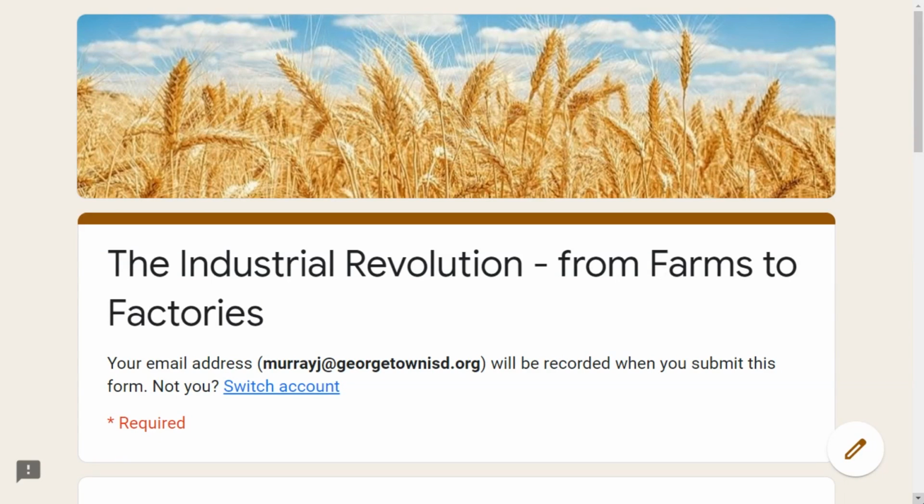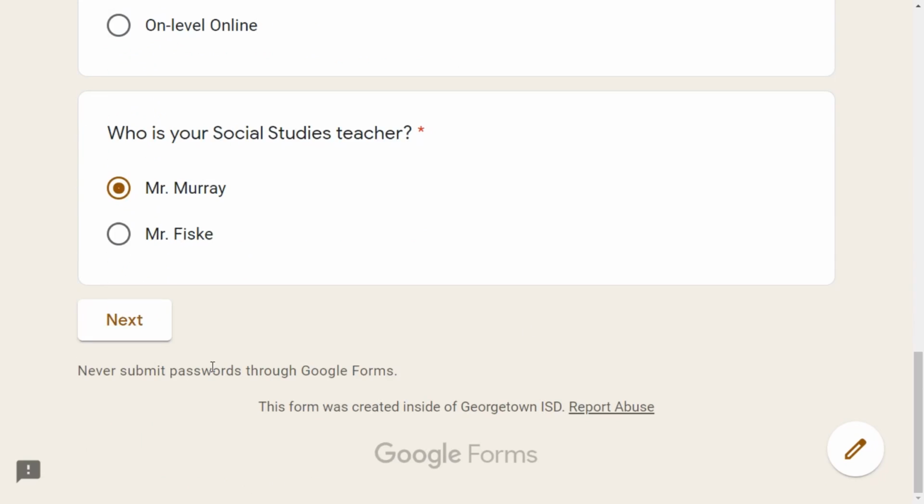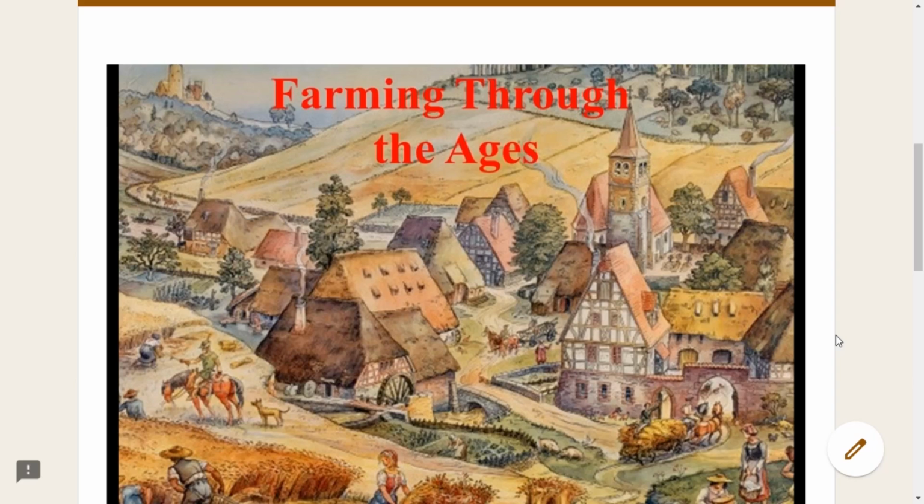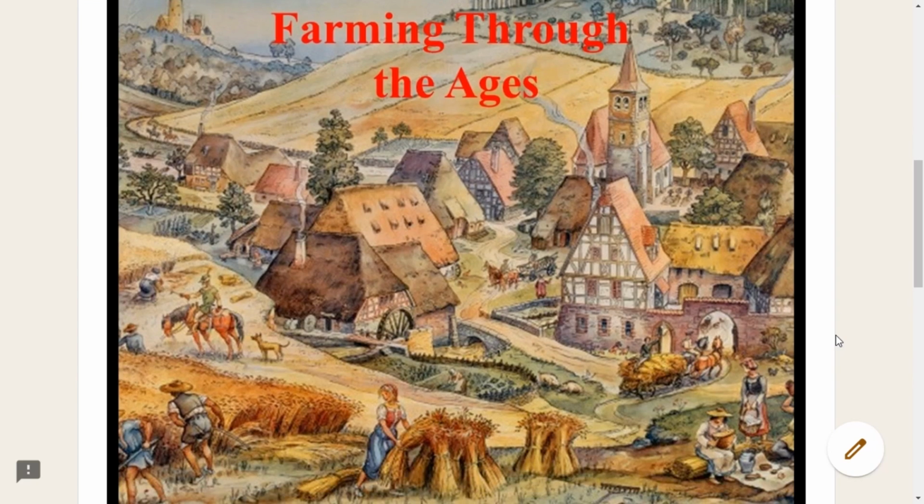Now that we've got the math out of the way, let's go ahead and look at the social studies part of the lesson. So, first page is our normal put your name on stuff. Then we have our title page, Farming Through the Ages. Basically, what I want you to take away from this is I want you to get a sense how the Industrial Revolution changed the way that people view the world and how they live their lives.